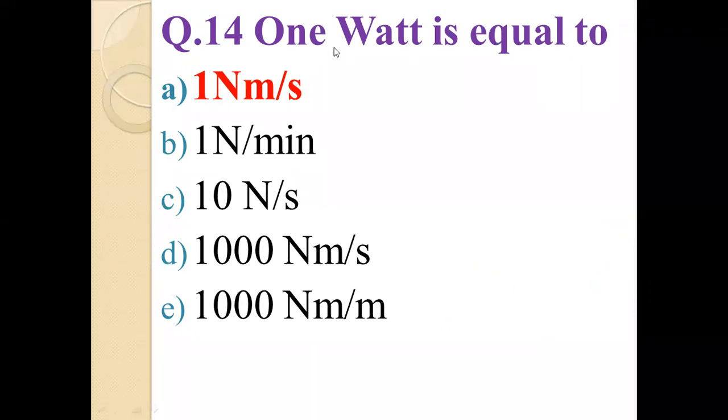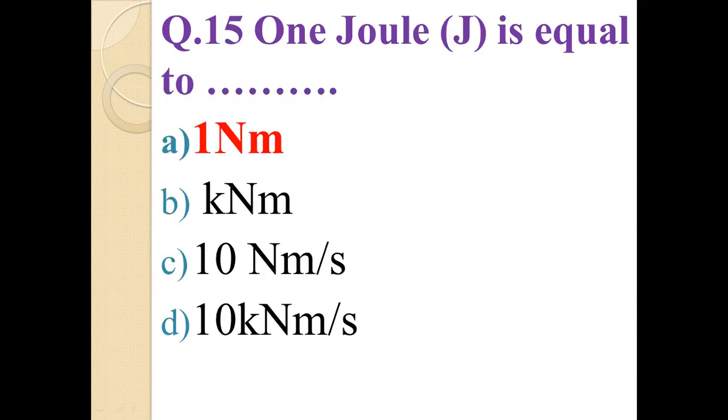What is the relation? 1 watt is equal to 1 Newton meter per second. This is the correct answer. Now we will move towards question number 15. 1 joule is equal to what? 1 joule is equal to 1 Newton meter. Option number A is correct.